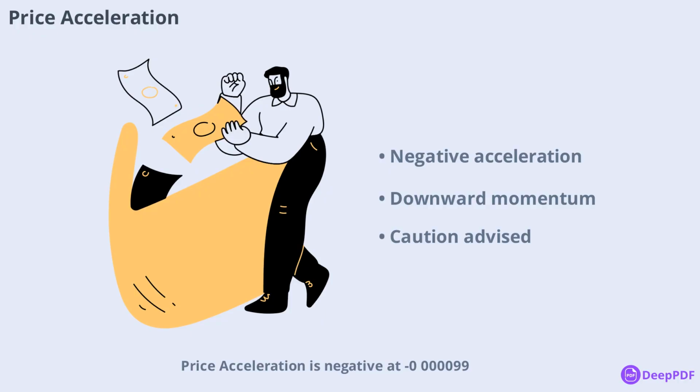Price acceleration is negative at minus 0.000099, confirming that the stock is not only declining but doing so at an increasing rate. This is a warning sign for anyone considering a speculative entry, as it suggests the downward momentum could continue.